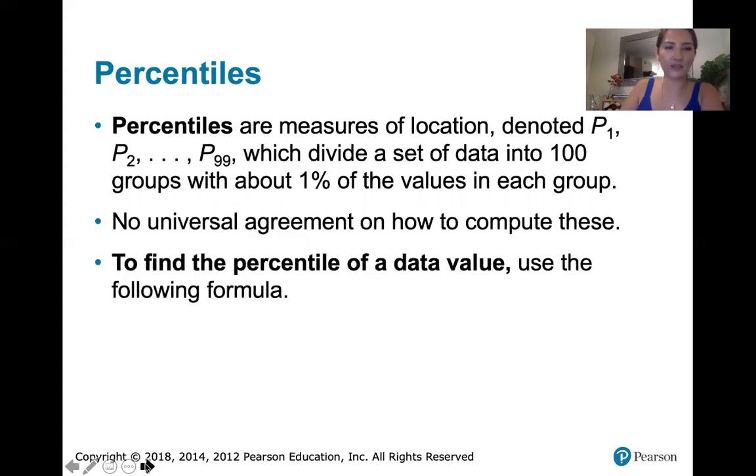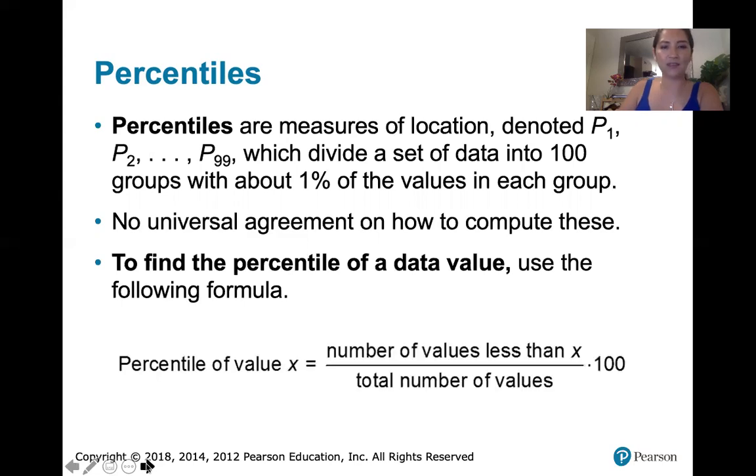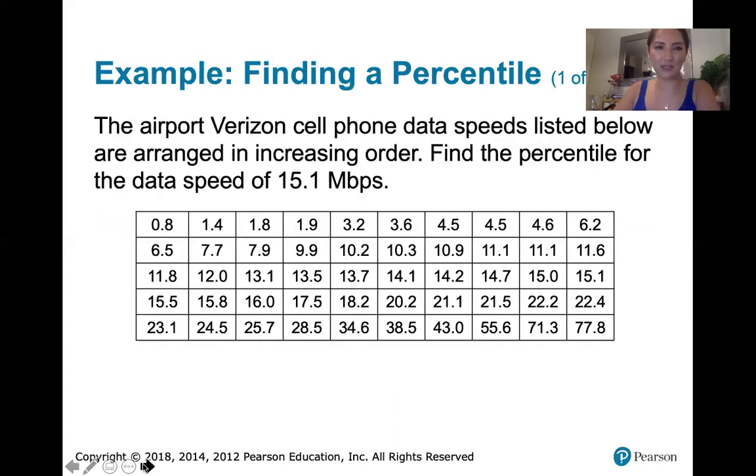So here is the formula that we will use in our class. The percentile of a value x is the number of values that are less than x divided by the total number of values. So it's sort of giving us a proportion. It's saying how many of those values are less than x out of the total number once those values have been sorted. And then, once I know what that proportion is, I'll multiply by 100, and that gives me what's called the percentile of that x value or that data value in our set.